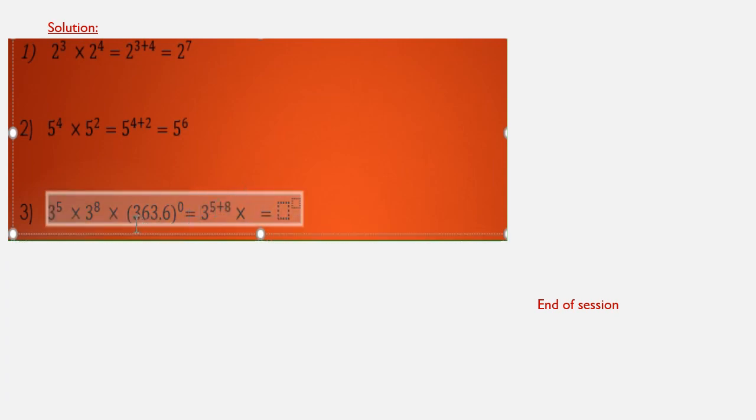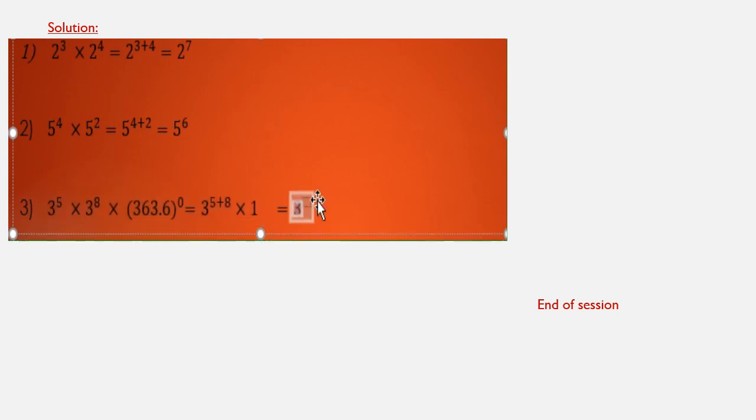We still have 363.6 to the power 0. As you know, any number to the power 0, its answer is 1. So instead of 363.6 to the power 0, we put 1. So 3 to the power 5 plus 8, which is 13, gives 3 to the power 13 times 1. So the answer will stay the same, 3 to the power 13. We have written it in the form of one power.